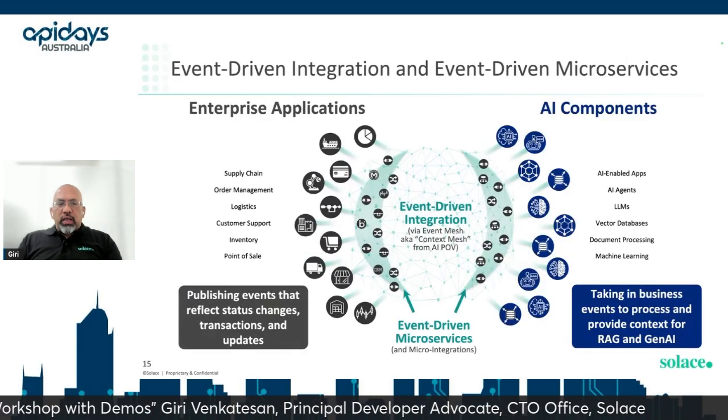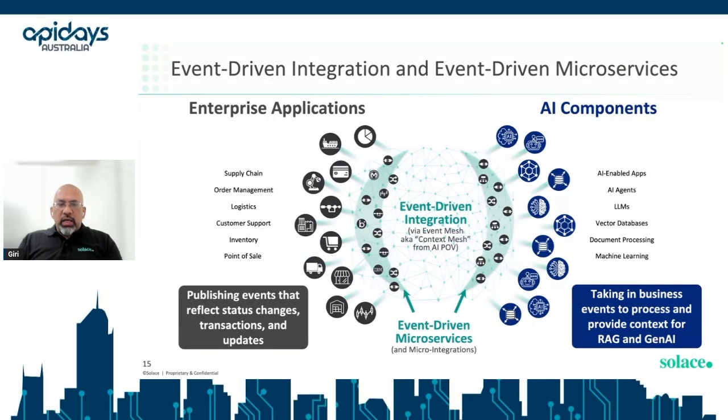Now, how do these things come together? The picture that you're looking at is event-driven integration. It's already making a huge difference in domains such as supply chain, order management, logistics, and so on, by creating kind of integration at the edge, right? So these are micro integrations or event-driven microservices that can interact with each other in real time using event mesh. We just want to bring in the AI components into play. It could be AI-enabled apps, AI agents, LLMs, or vector databases, and so on. So taking in the business events to process and provide context for the RAG and Gen AI. That's the goal here, right? So AI components play ball with the micro integrations that make up your event-driven ecosystem.